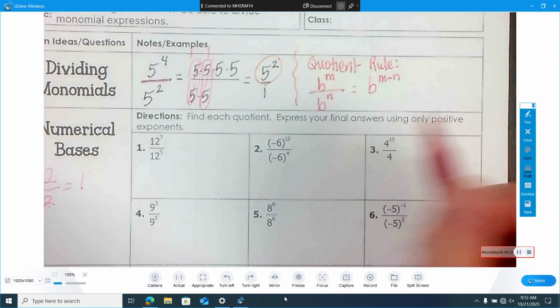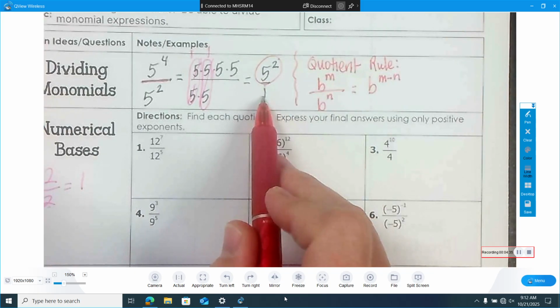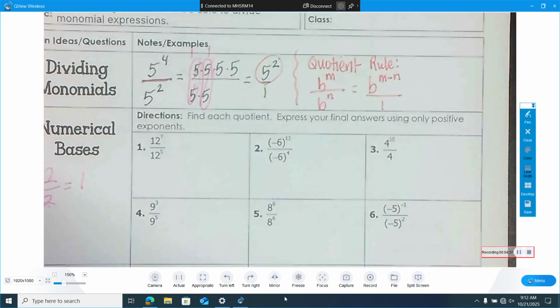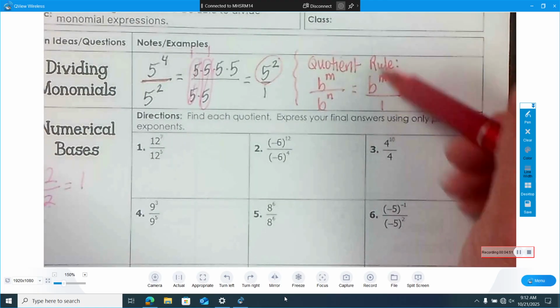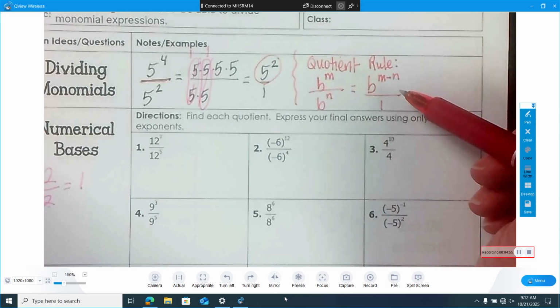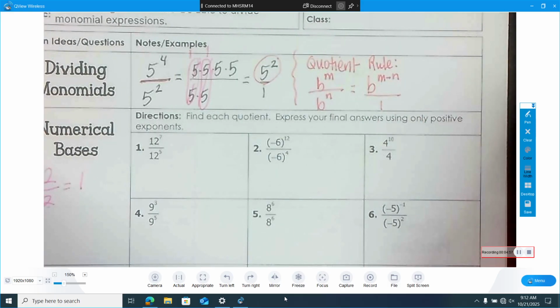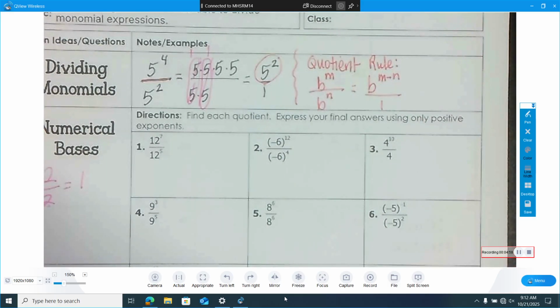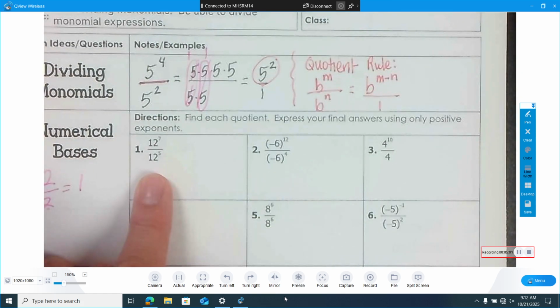The other thing I want to say is just like my 5 squared was up in a numerator, I want you to understand that this result is also upstairs in a numerator. We might get a negative exponent, and after that negative exponent, then we might have to relocate it to make it happy, okay? So when you use the quotient rule, your answer always ends up in a numerator, and then we might have to adjust from there. So that's really important.